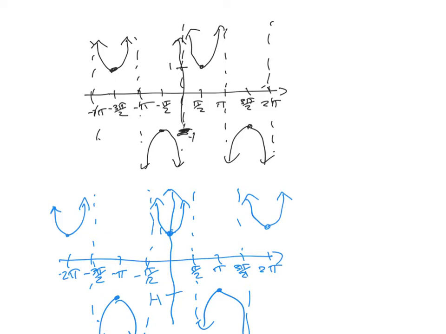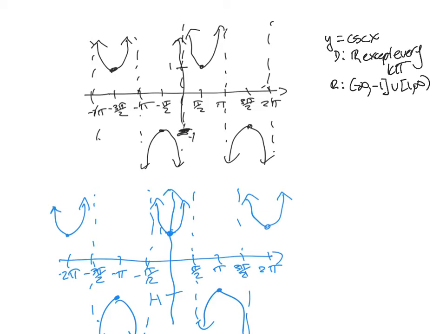So the first graph here is the graph of cosecant of x. Looking at this graph, the domain is all reals except every k pi, and the range is negative infinity to -1 inclusive, union 1 to infinity. Now, just like the other graphs we've done so far, clearly this isn't 1 to 1.